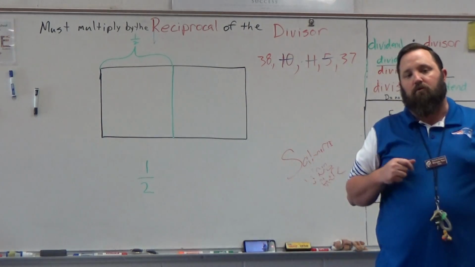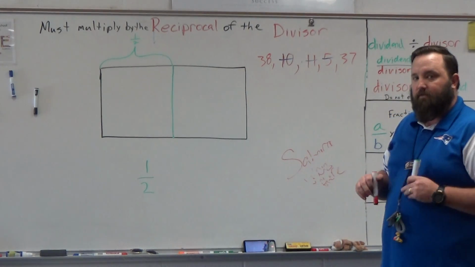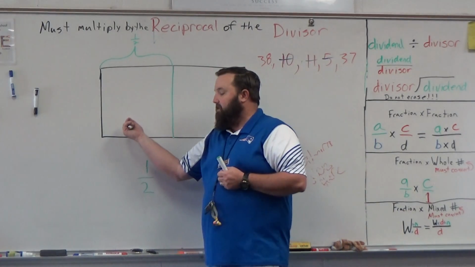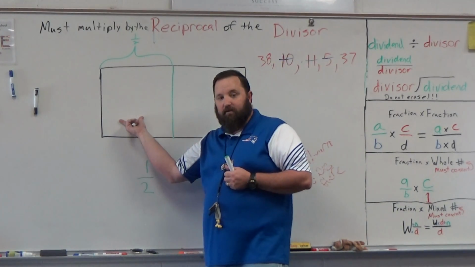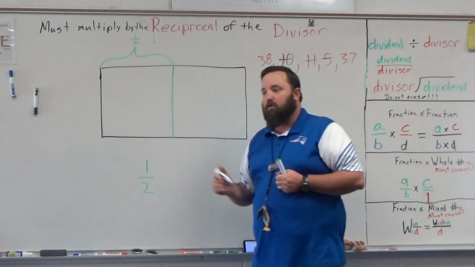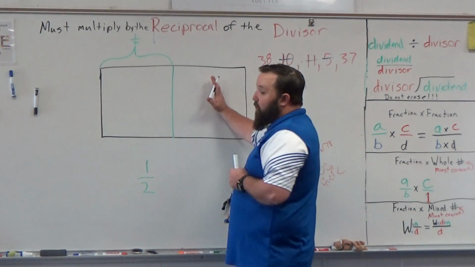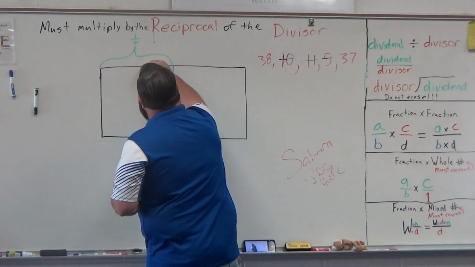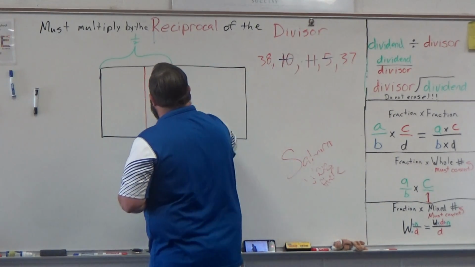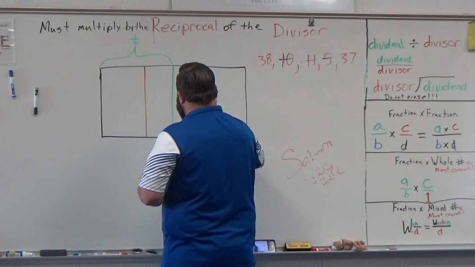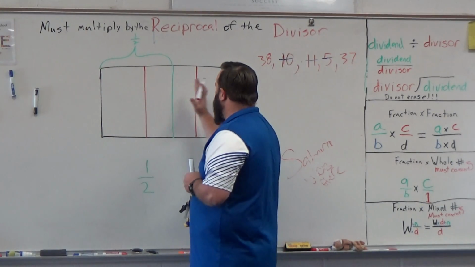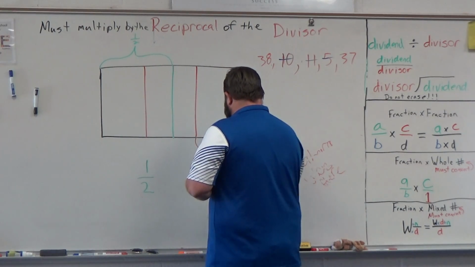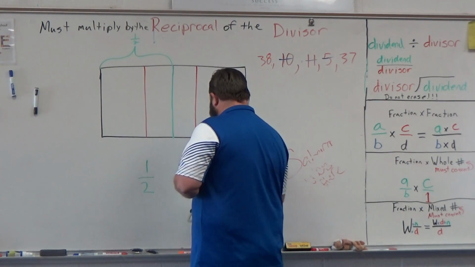Now I want to know what's a third of that half. That might sound a little bit weird because you may think that I want to cut my half into thirds. That's not what we're doing. What I'm talking about is my whole; the third is part of the whole. So I'm going to cut my candy bar into thirds. I've got a third here, a third there, a third here. This is a third.